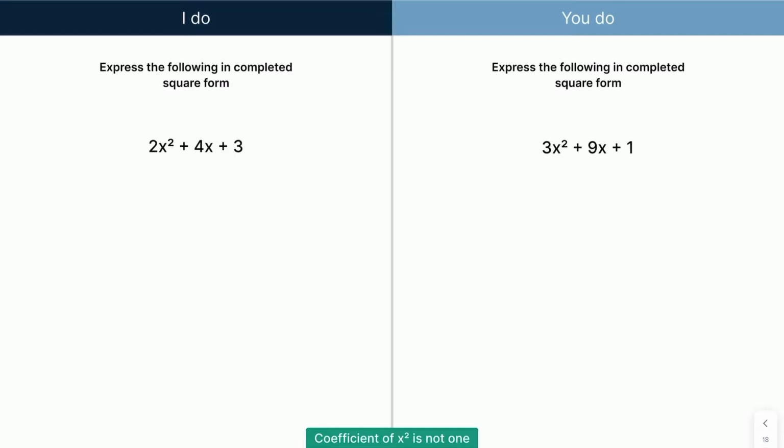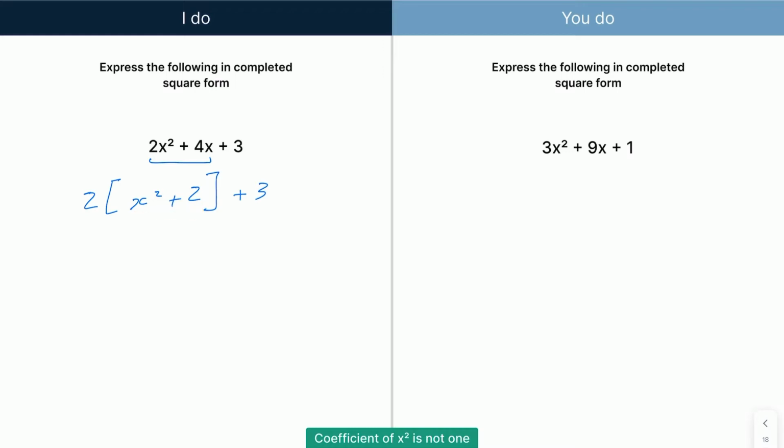Now moving on, we want to express the following in completed square form. Now this one's a bit trickier, and the reason it's a bit trickier is because the coefficient of x squared is not 1. So what we want to do is factorize this bit here. And just to show you that, we're going to take a factor of 2 out. That's x squared plus 2x, and we're going to leave the plus 3 as it is. That's not part of the factorization. Now what we've done is we've isolated the x squared. It's now on its own. So we're now going to complete the square on just this bit here.